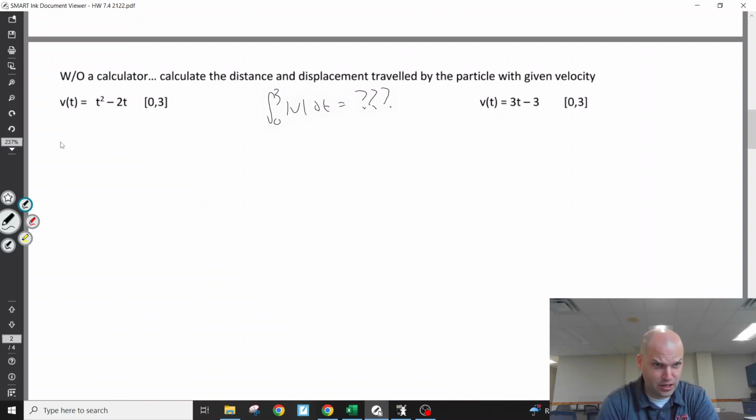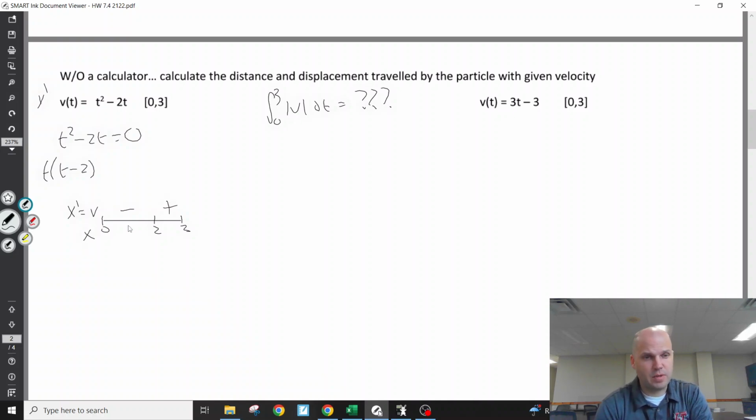Since this is a velocity, you're going to set your velocity equal to 0. Again, this is the derivative of your position. You're going to get 0 and 2. All right, cool. So here's my velocity, which is my derivative of my position. 0, 2, 3. My velocity is negative until 2 and positive from 2 to 3. So that means I go to the left and then I go to the right.